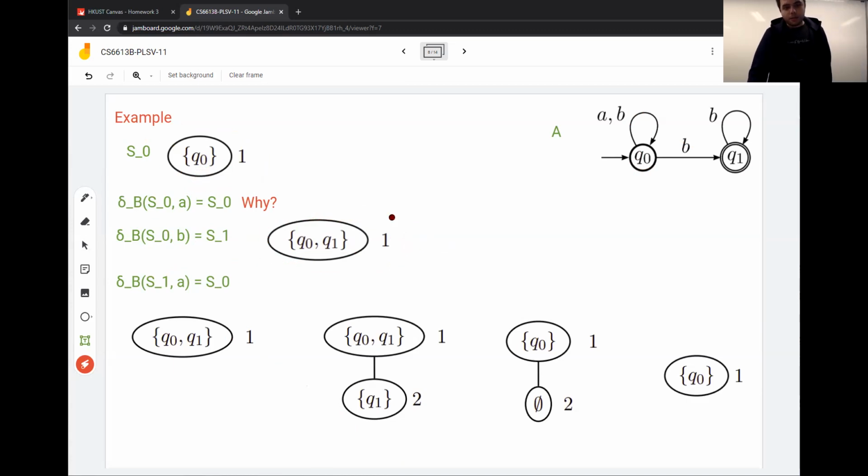But now I have a problem, right? Because I know all transitions out of S0, but one of them led to S1. So now I have to know all transitions out of S1. Okay, so let's do this. Let's say that I am at state S1. So this whole thing is my state. And I've read the letter A.